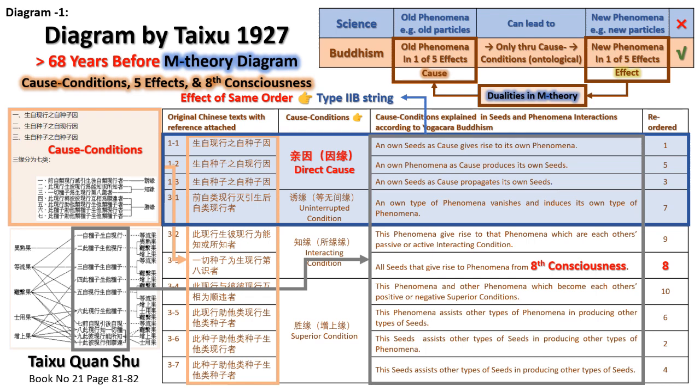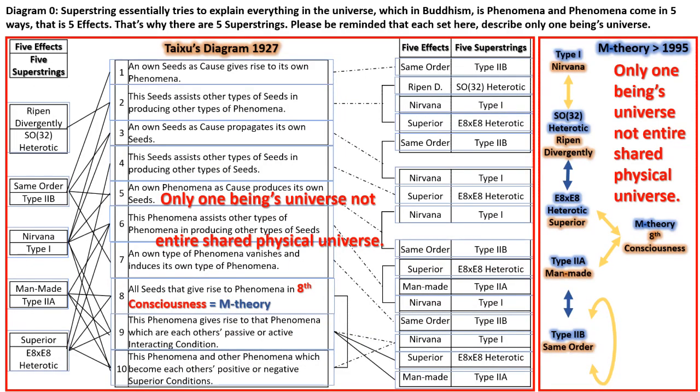Let us call this diagram -1. It is now ready for comparison. String theory is supposed to be a theory of everything, and everything is about phenomena or effect in Buddhism. Effect in Buddhism comes in 5 flavors, which are called the 5 effects. That is why string theory has 5 superstrings.